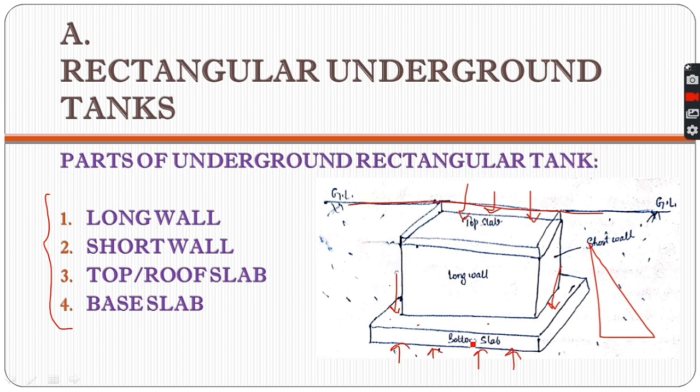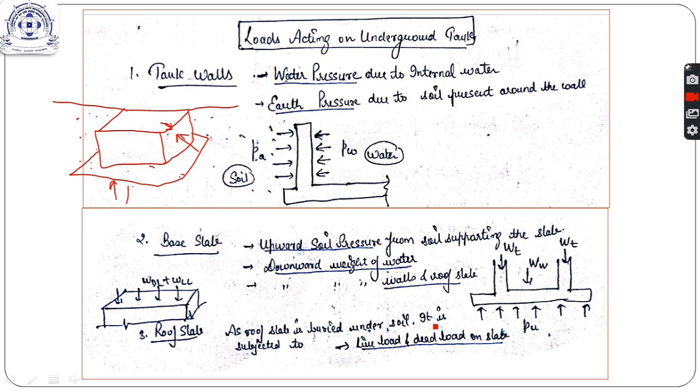So we have to design the bottom slab due to these loads, that is the upward soil pressure from the soil supporting the slab shown here, the downward weight of water shown here, and the downward weight of walls and roof slab. So all the vertical load of the walls and the top slab will also act on the base slab.